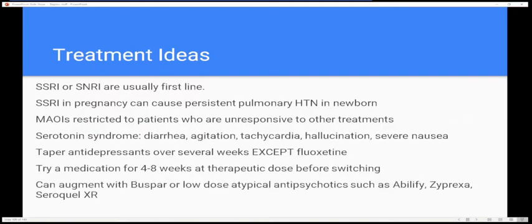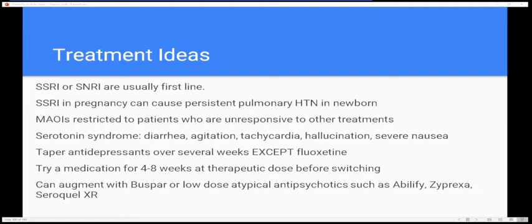But the treatment ideas: an SSRI or SNRI are usually the first line agents. So we'll go into a little bit more detail about those. These are your citalopram, your Lexapro, escitalopram, venlafaxine, stuff like that. Fluvoxamine, mostly known as Luvox. These are serotonin drugs. Fluoxetine is Prozac. You see those drugs come up pretty often, especially in the pharmacy.